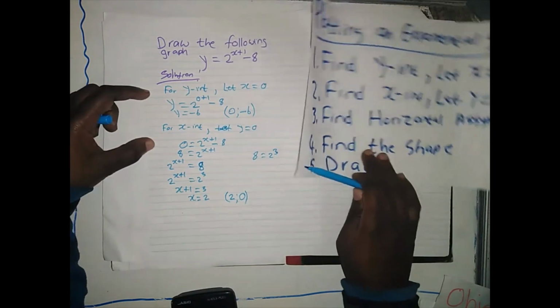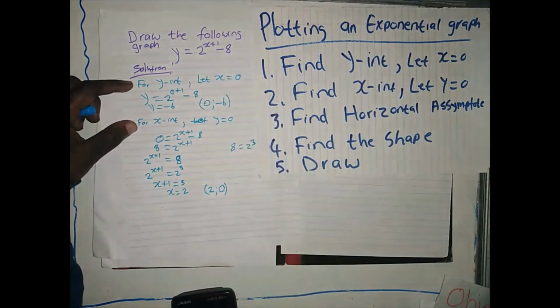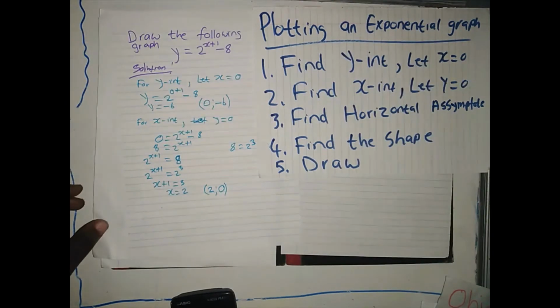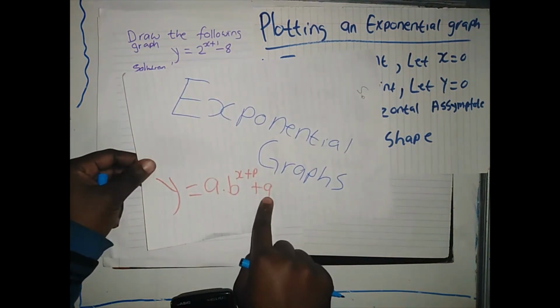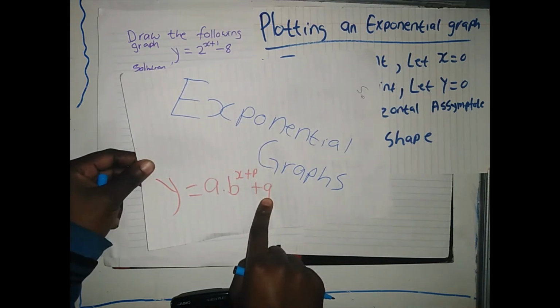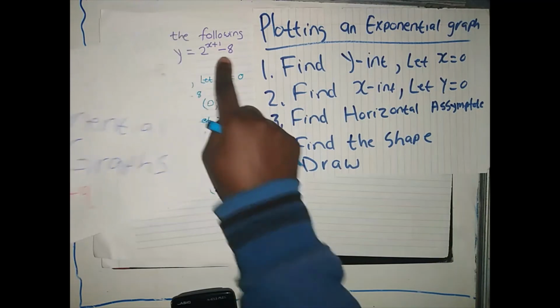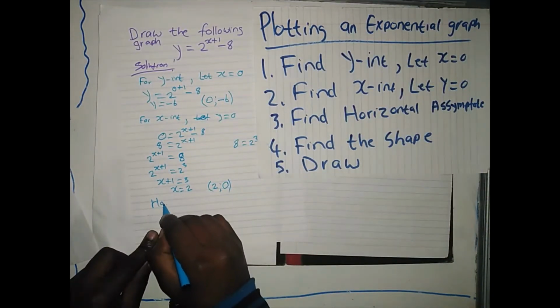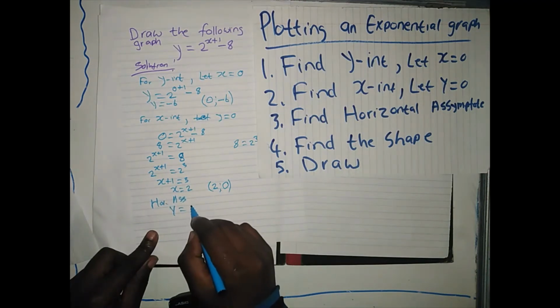Now, how to find the horizontal asymptote? So basically, when you've got a graph like this one, where is this thing? Remember, the exponential graph is in this form, and then there is plus q. So this plus q is literally the horizontal asymptote. So in this particular case, what is in the place of plus q? It is minus 8. So the horizontal asymptote is y equal to minus 8.